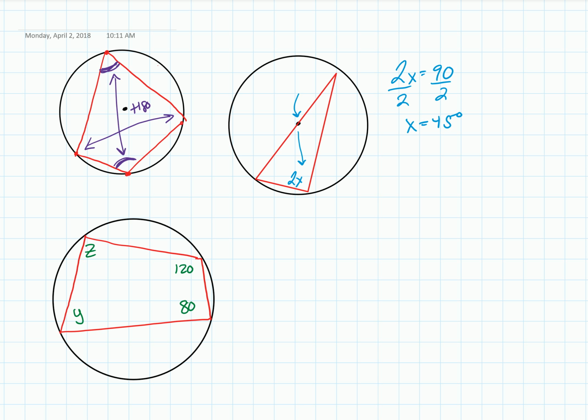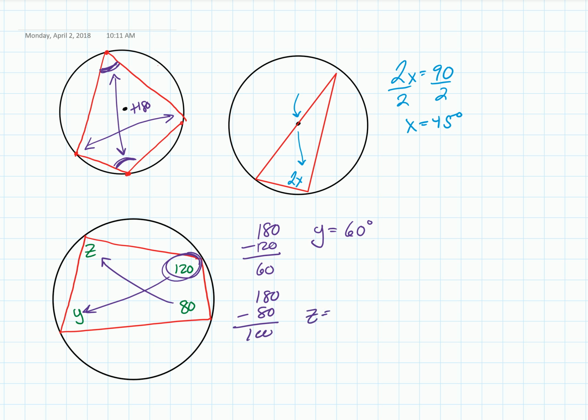There we go. So according to Theorem 10.13, if we have a four-sided figure inside a circle, then the angles that are opposite of each other must be supplementary, meaning they have to add up to 180 degrees. So if this is 120, the angle that's across from it has to be 60, because 180 minus 120 is 60. So Y is 60 degrees. Z has to be 100, because 180 minus 80 is 100. So Z is 100 degrees.